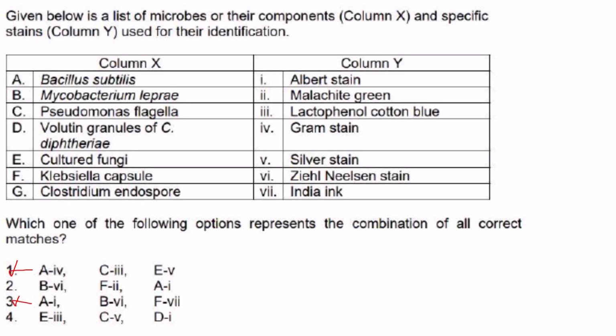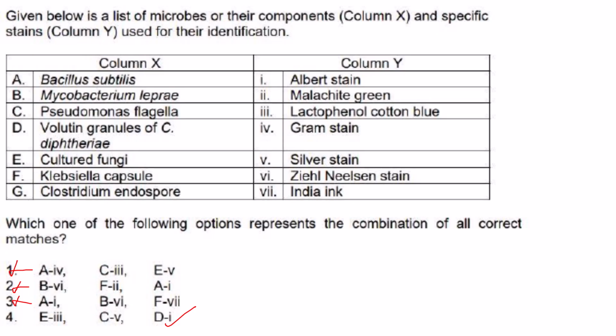Then volutin granules of Corynebacterium diphtheriae, it is by Albert stain, so D1. D1 is seen only in option 4. Let's see the others. Cultured fungi by lactophenol cotton blue, so E5, option 1 is already wrong. Then Klebsiella capsule by India ink, F7. Here they have mentioned F7, but that is a wrong statement. So option 2 is also gone. They have mentioned F2. That makes option 4 your right answer.